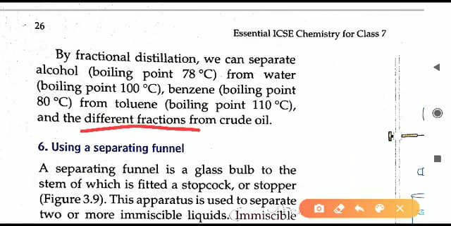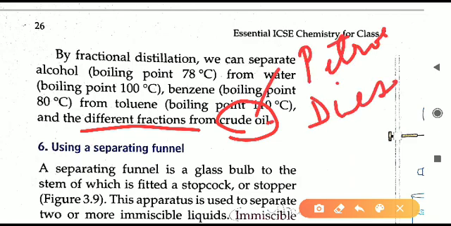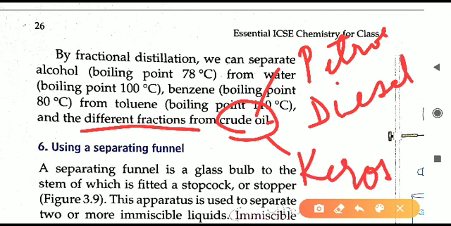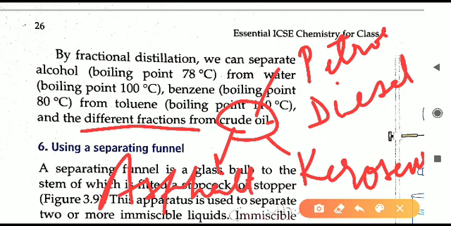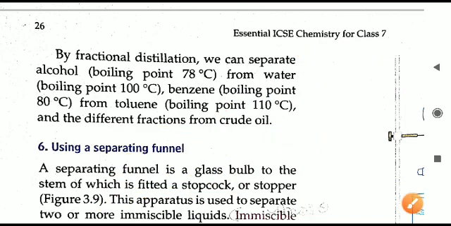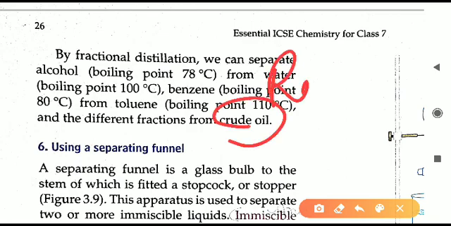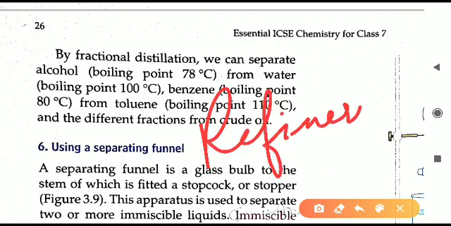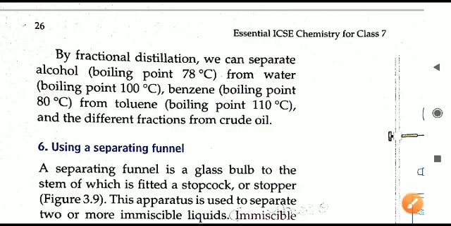Last example, different fractions of crude oil. As I already told, petroleum products can be separated from the crude oil. Crude oil is obtained below the earth's crust in the petroleum reserves where naturally petroleum is obtained. And from the crude oil we can get different products, like we can get petrol, we can get diesel, we can get kerosene oil, we can get asphalt, that is a wax, and many more substances that are petroleum products. All these can be separated. This is done in the petroleum refineries. There are separate factories for that, they are called petroleum refineries. In that it is done.